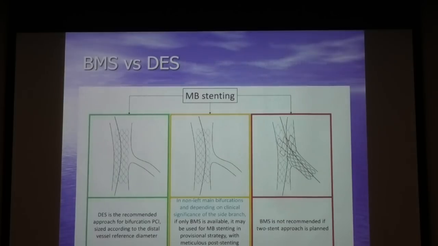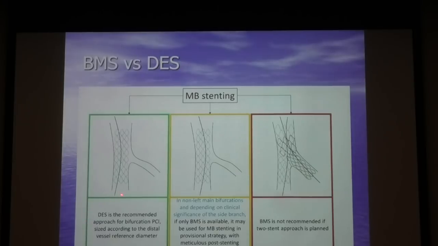Let's talk about bare metal stents versus drug-eluting stents. Maybe now there's no value to this slide, but it is very important to mention. Most people use drug-eluting stents, and nobody uses bare metal stents nowadays, but it's very important to look at the data and the recommendation. Drug-eluting stents are the recommended approach for bifurcation PCI, sized according to the distal vessel reference diameter, meaning the LAD, or the circumflex if the disease is in the circumflex.